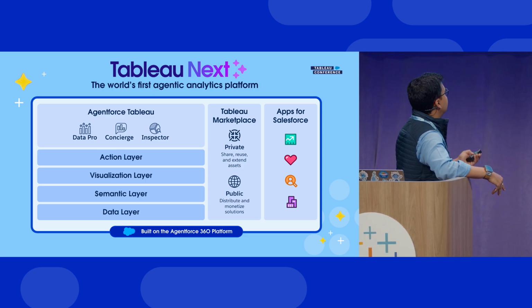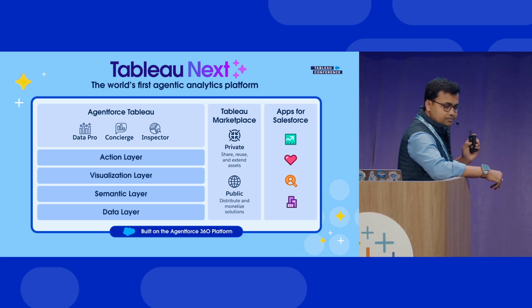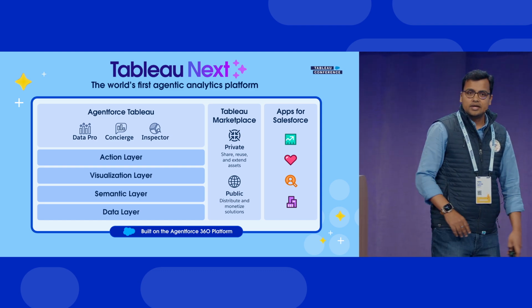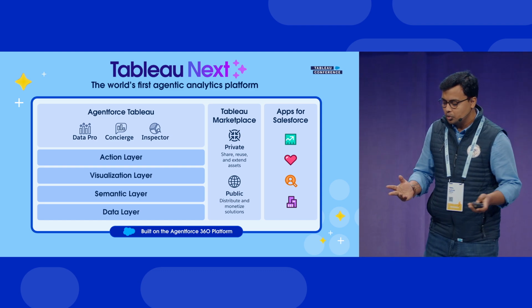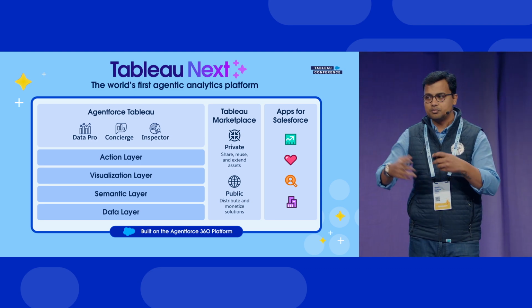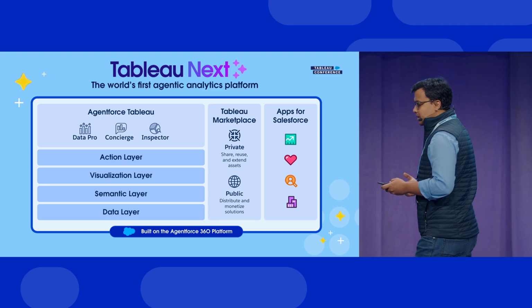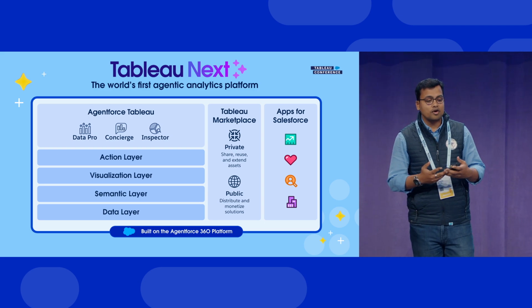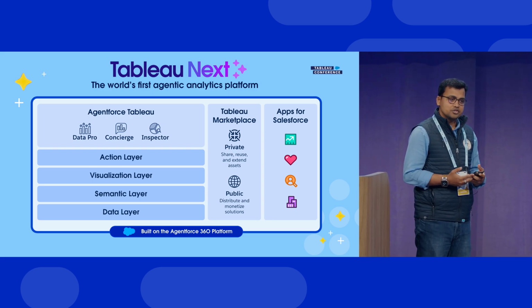Now, if you look at this, the data layer first, the data layer is nothing but Data 360. You bring in all your data, whether your data lives in data lakes, data warehouses, or your disparate sources, or Salesforce, it can all be brought together and unified in the data layer that is Data 360.